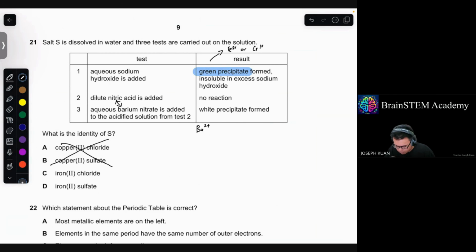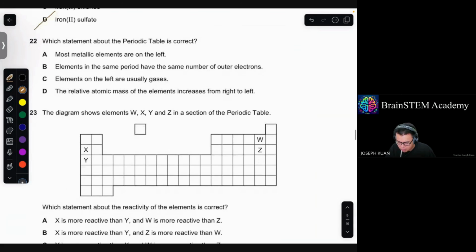Okay, so what is barium nitrate for? Always remember that barium reacts positively with sulfate ions to form a white precipitate. So it means that this solution has sulfate ion in it. So it should be D. 21. The answer is donkey. D for donkey.